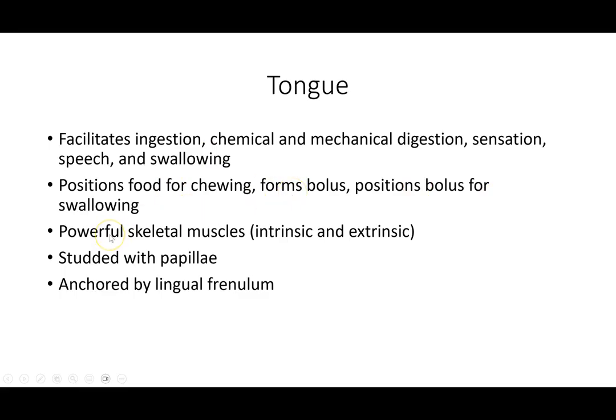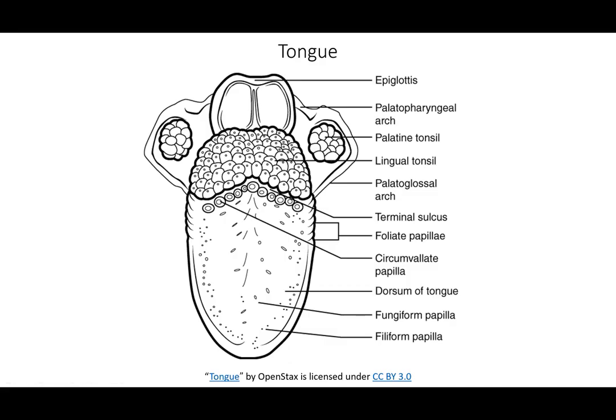There's a lot of very powerful skeletal muscle in the tongue, both intrinsic and extrinsic, so under different types of nervous system control. There are papillae all over it, which are hiding the taste buds, and again, it's anchored by that lingual frenulum. So here's that tongue. We have a bunch of those papilla. So we've got some different types there. And again, taste buds are going to be all over the tongue here.